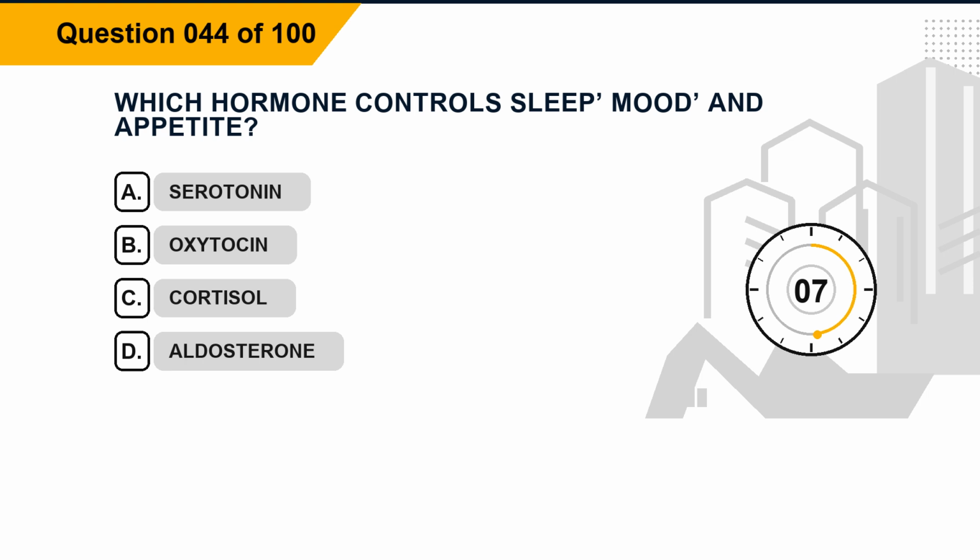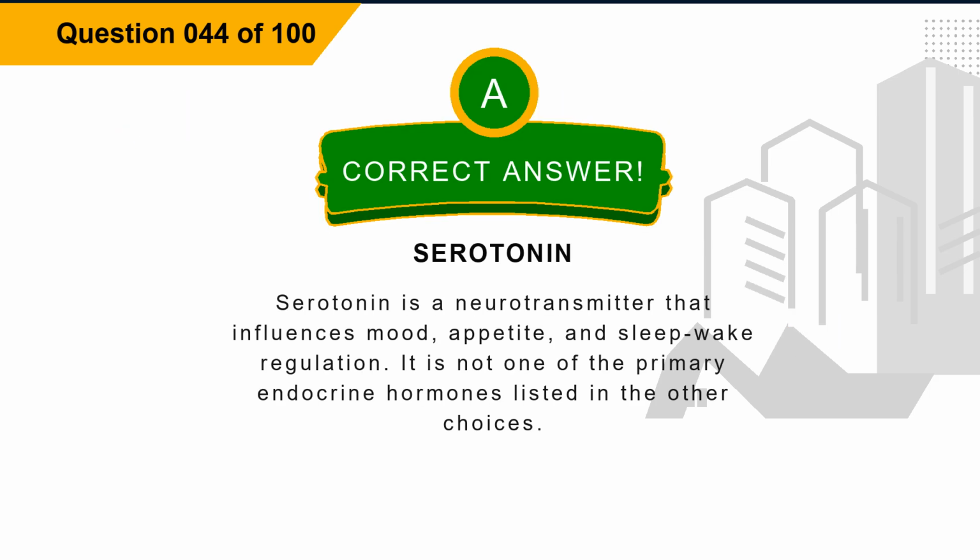Option A: serotonin. Option B: oxytocin. Option C: cortisol. Option D: aldosterone. The correct answer is option A: serotonin. Explanation: serotonin is a neurotransmitter that influences mood, appetite, and sleep-wake regulation. It is not one of the primary endocrine hormones listed in the other choices.